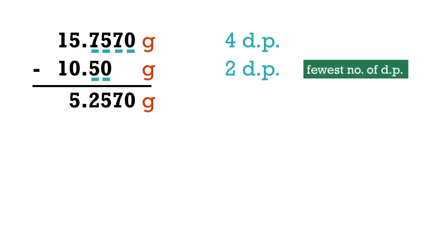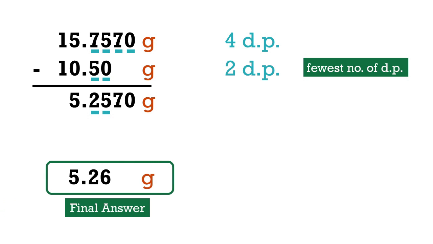Step 2. Count the number of decimal places. In 15.7570 grams, there are 4 decimal places. In 10.50 grams, there are 2 decimal places. The fewest number of decimal places is 2. Therefore, we need to round the answer to 2 decimal places. Because the number at the right side of 5 is greater than 5, we will round up 5 to 6. Thus, the final answer is 5.26 grams. As you can see here, the final answer has 2 decimal places.